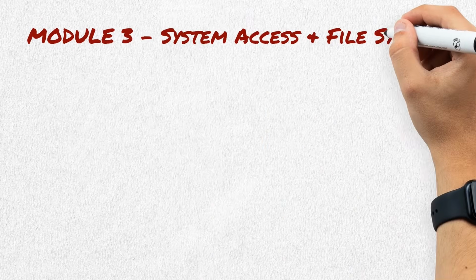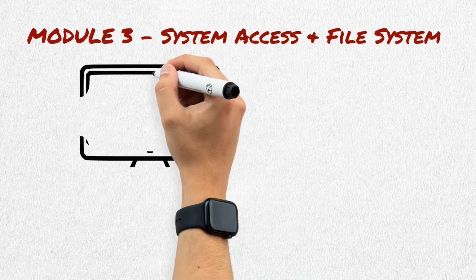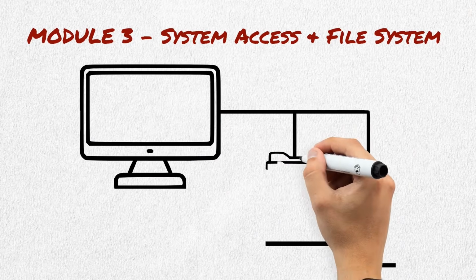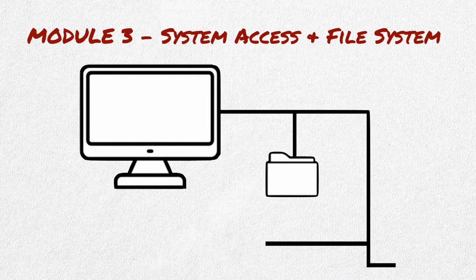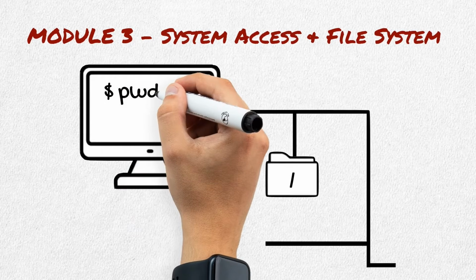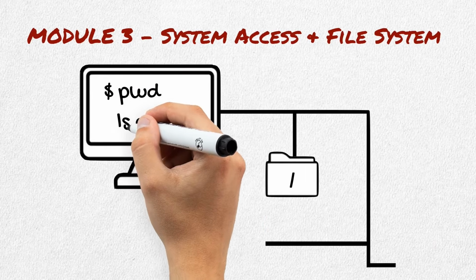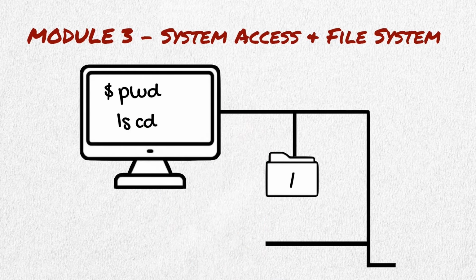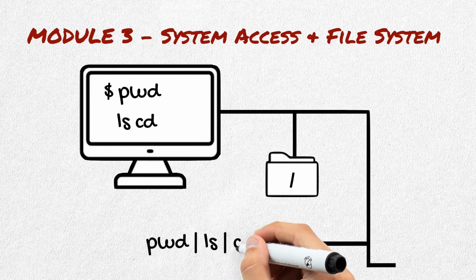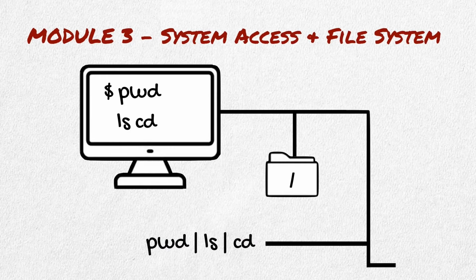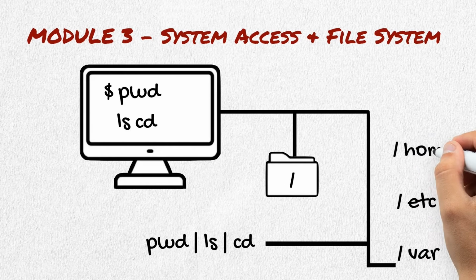In Module 3, we officially step into the Linux environment. You'll learn how to access a Linux system, both locally and remotely, get comfortable with the terminal and command prompt, and understand how the Linux file system is structured. We'll also start using essential commands, like pwd, ls, and cd. This is where your command line journey truly begins.